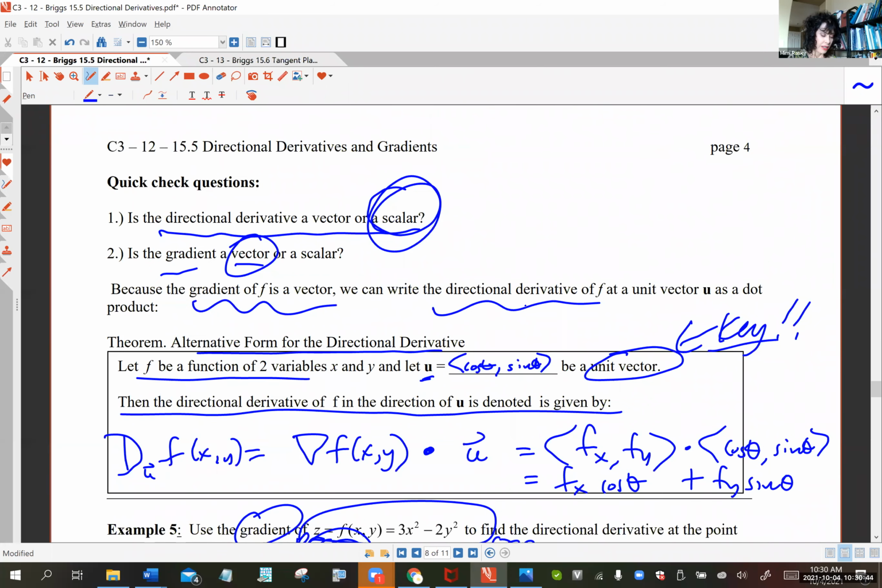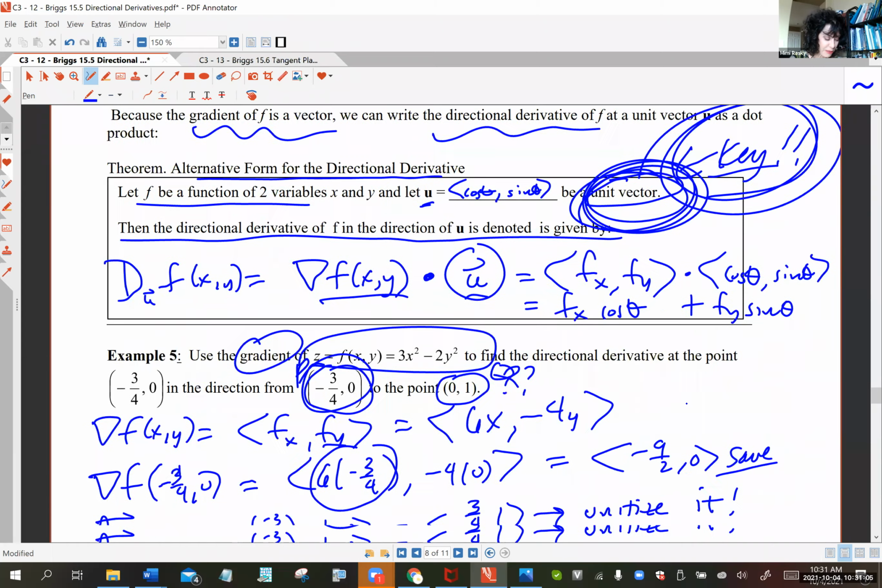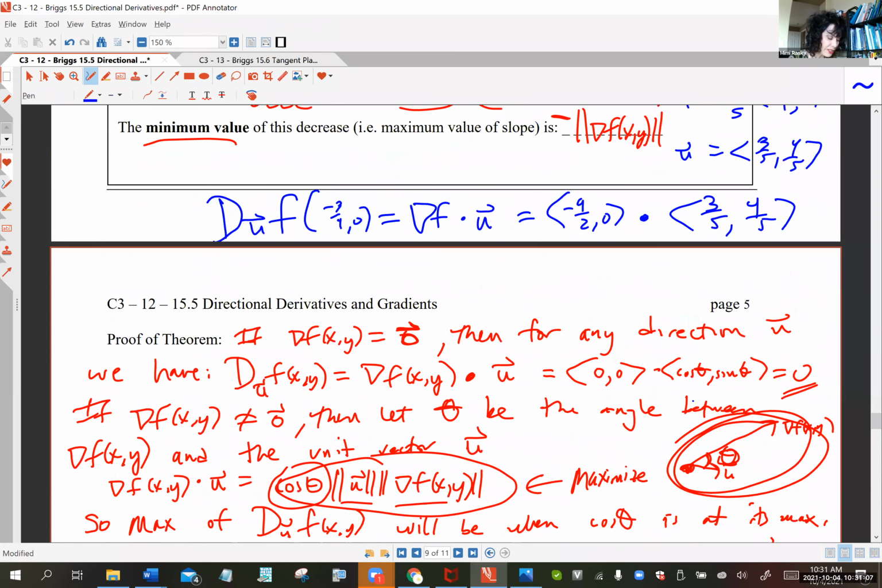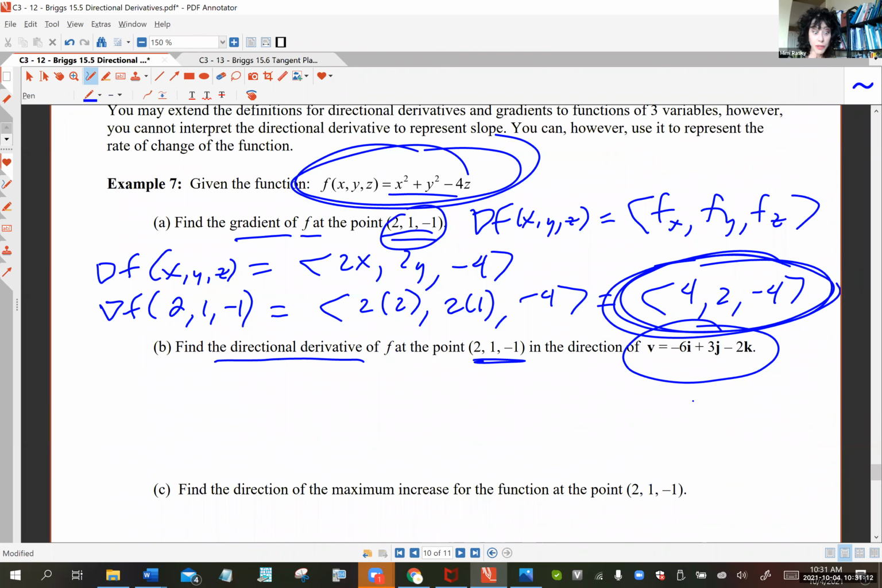Here it is. My favorite, the alternative version with the dot product. This u here, when you take your dot product with your gradient, that direction vector has to be unitized. Key, know this for the midterm, know it for the final, because if you don't, no partial credit. You want to maximize your points? Unitize it. Okay. So in the example we're about to do, where we find a directional derivative for a function of 3 variables, we need to unitize this direction vector that they want us to find the slope in. So unitize, here we go.